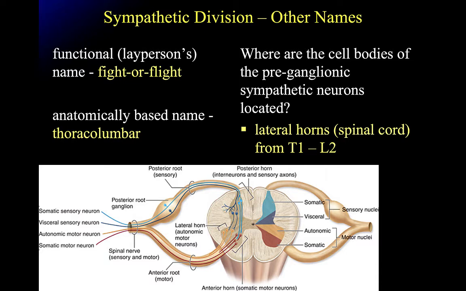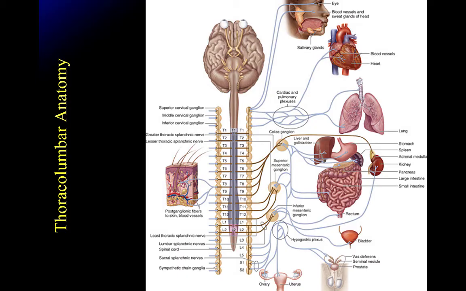The anatomically based name of this is thoracolumbar, indicating where we have the cell bodies located, in the lateral horns of the spinal cord from T1 to L2. Again, that's where we derive the term thoracolumbar. If we think about how it gets to various places, we arise from T1 down to L2. We have ganglia on either side of the vertebral column. These are called paravertebral or sympathetic trunk ganglia.